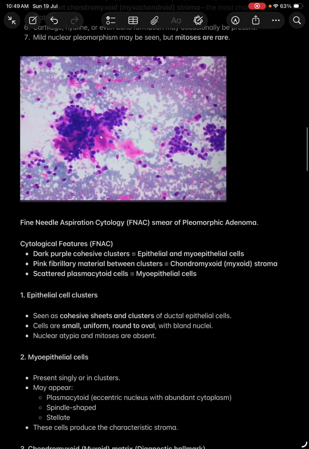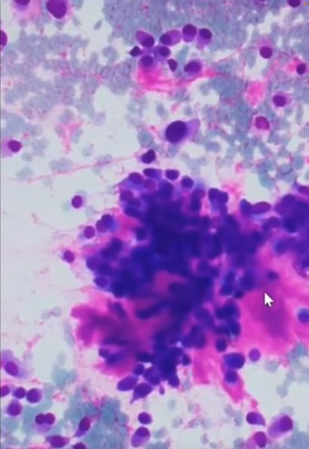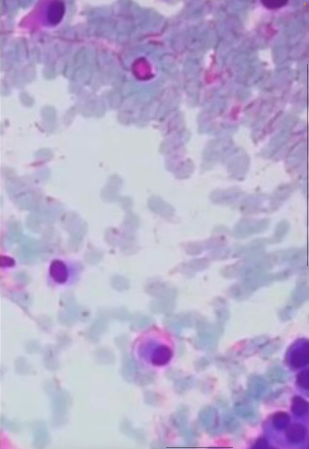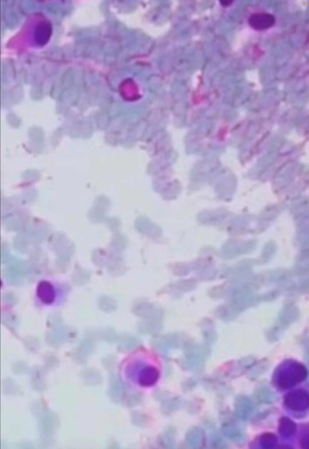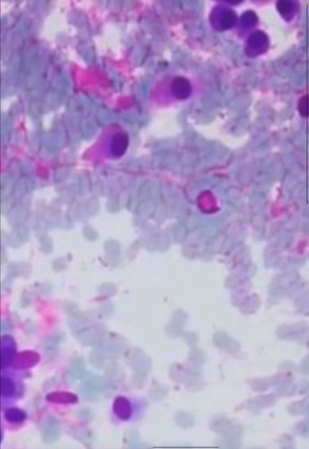This is a fine needle aspiration cytology smear of pleomorphic adenoma. The dark purple cohesive cluster is epithelial and myoepithelial cells. This blue color is an epithelial cell, and this is a myoepithelial cell, also called a plasmacytoid cell. A plasmacytoid cell has an eccentric nucleus and eosinophilic cytoplasm. This is also a plasmacytoid cell.